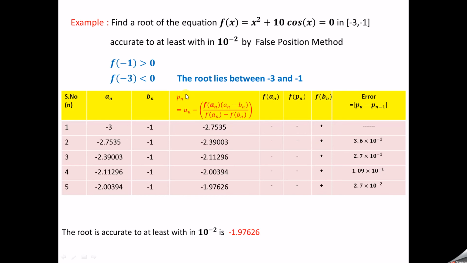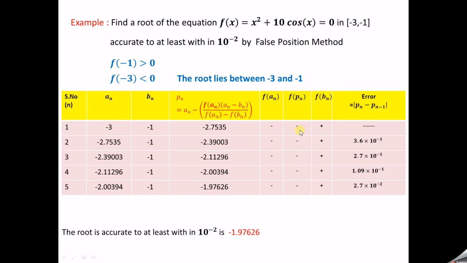So from a1 and b1 we find p1. p1 is minus 2.7535. And we find the function value at p1 by putting this p value in f of x. Remember that whenever there is a trigonometric function in the equation, we have to compute in radians mode, not in degrees. Always we use radians while doing calculations involving trigonometric functions. If you put the p value in this function, you will get negative again.